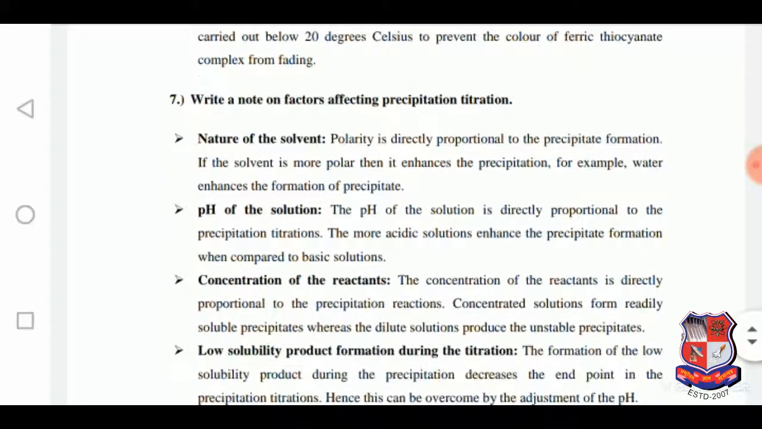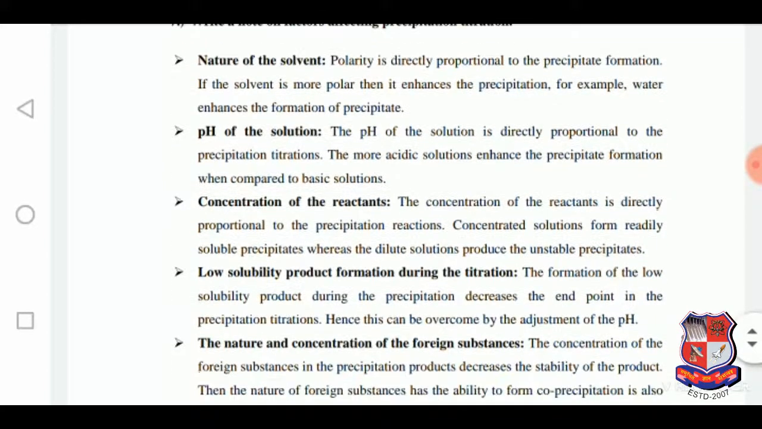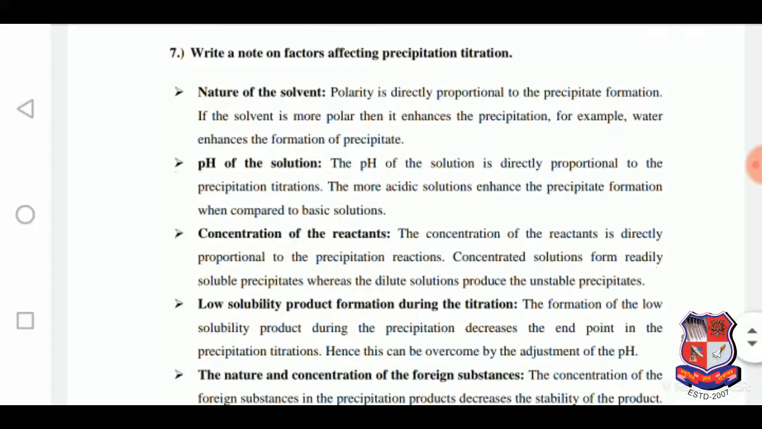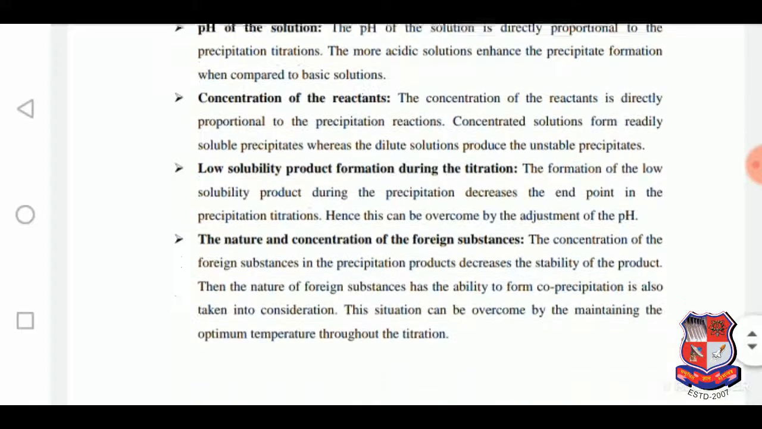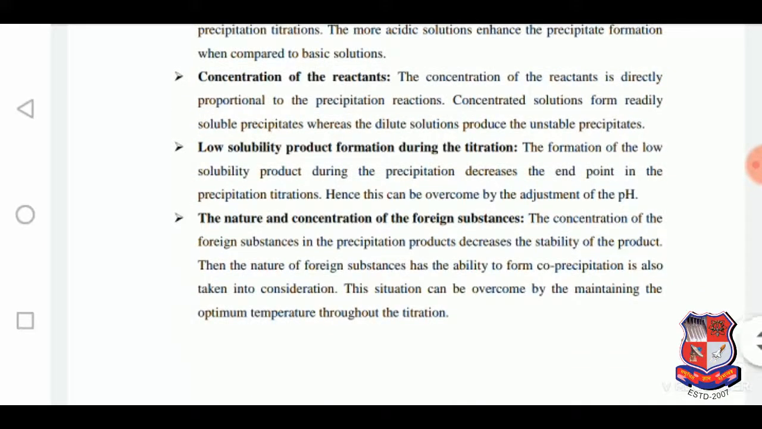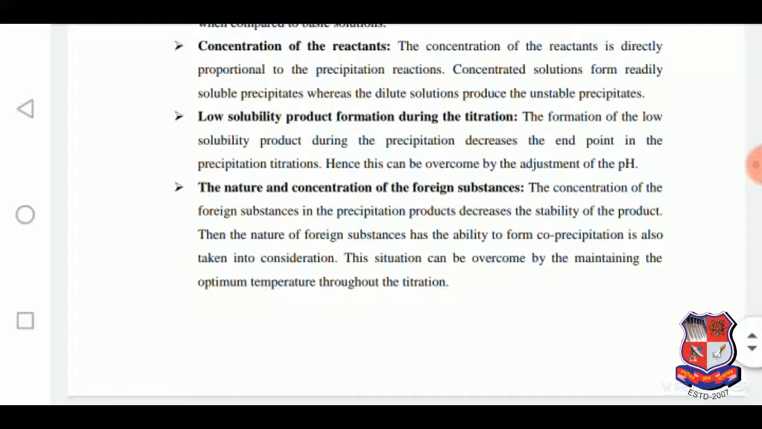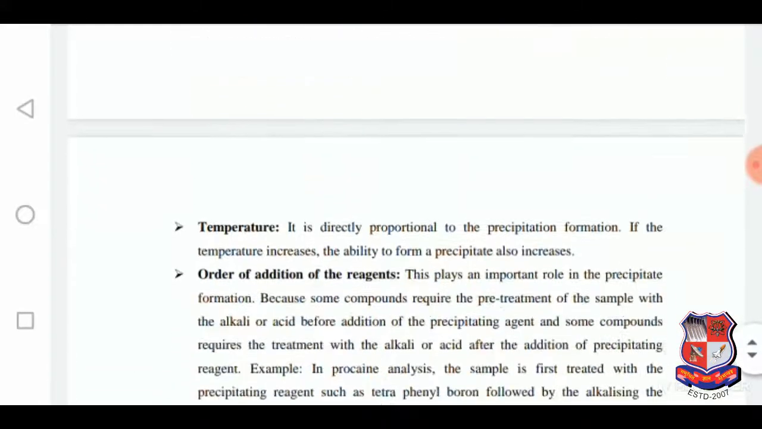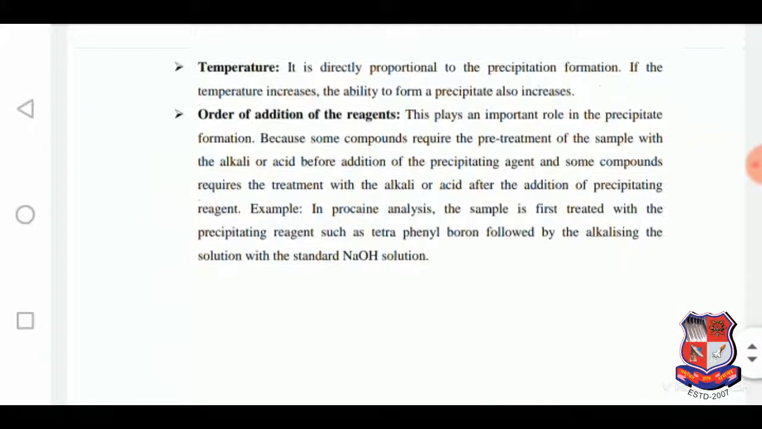Write a note on factors affecting precipitation titration. These are various factors like nature of solvent, pH of the solution, concentration of the reactants, low solubility product formation during the titration, the nature and concentration of foreign substances, temperature, and order of addition of reagents.